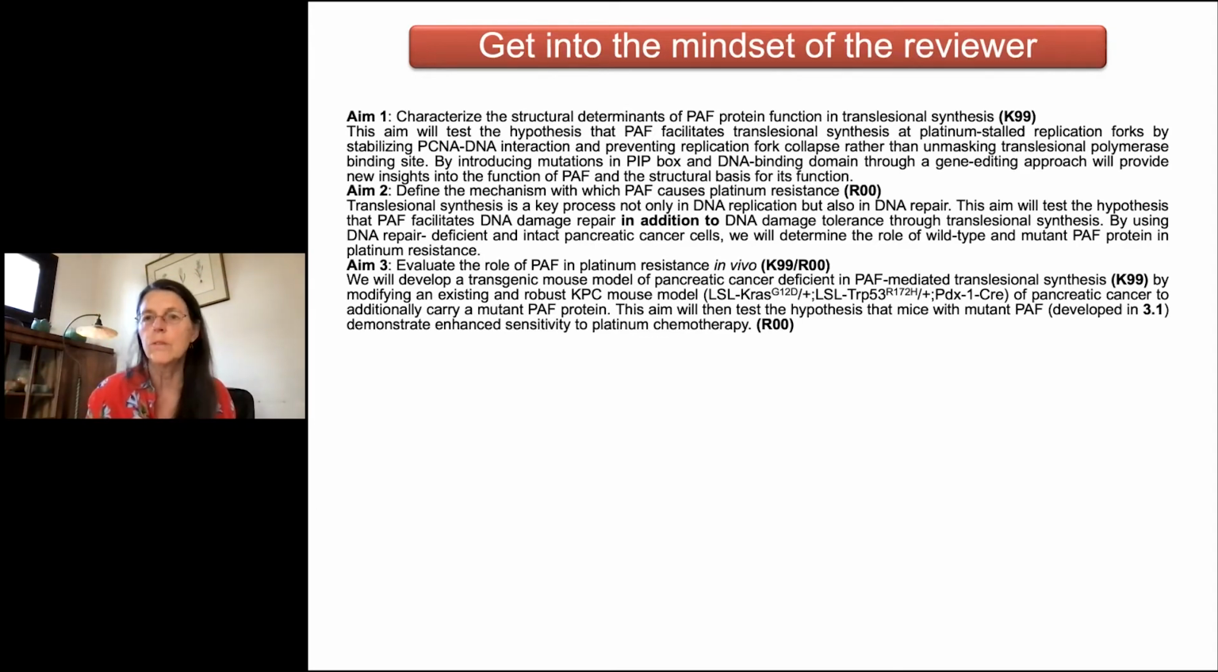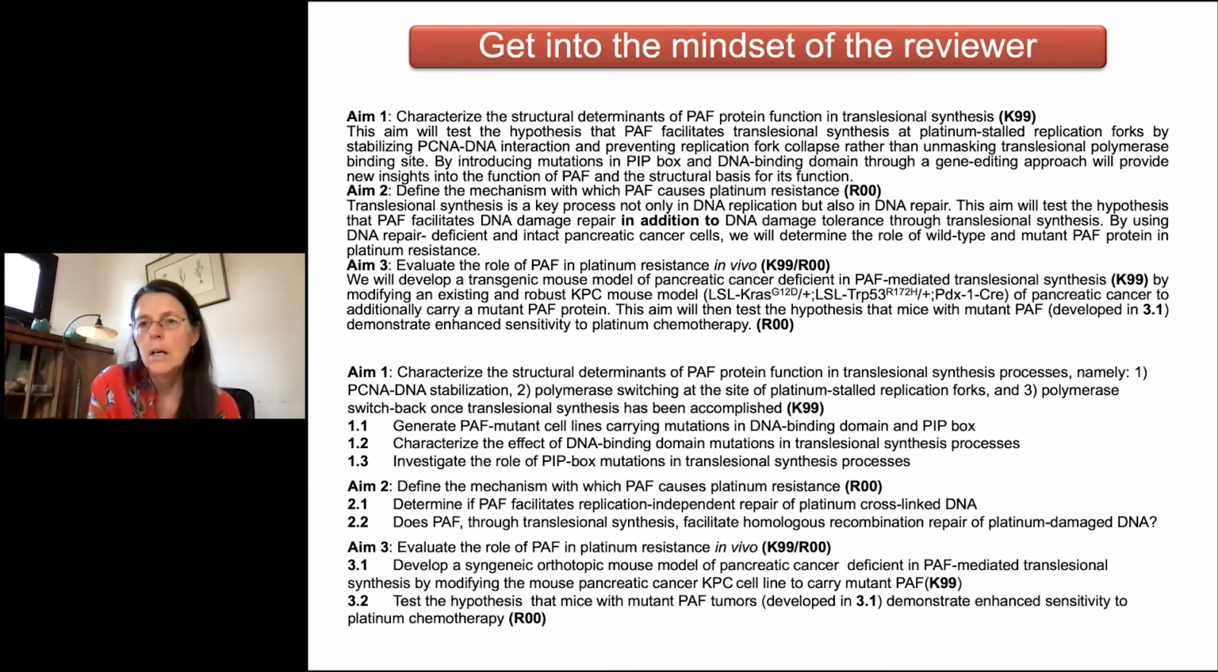So this should go under rationale for your methods for Aim 1. That's a beautiful place for this because that's where the reviewer really wants to dig in to what you're doing. So what we suggested instead is what I'm going to call bake the cake, eat the cake, rate the cake. So basically get stuff done. So here we broke this paragraph down into: generate PAF mutant cell lines carrying mutations in the DNA box and PIP domain, characterize the DNA binding domain mutations in translesion synthesis, and investigate the roles of the PIP-box mutations.